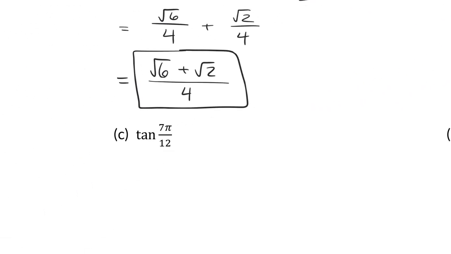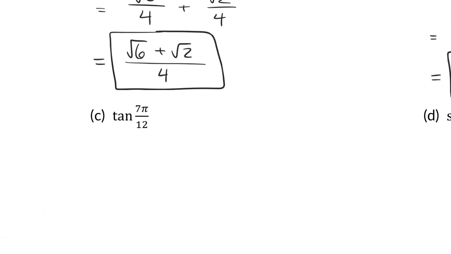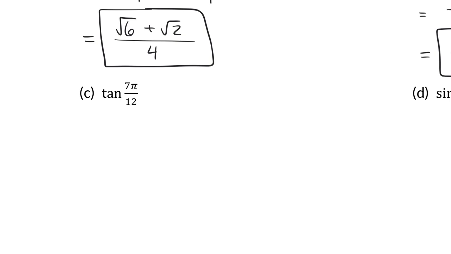Okay. So now we're going to find tangent of 7 pi over 12. What two angles can I use to add or subtract and make 7 pi over 12? Am I adding or subtracting them? Adding. So this is actually like doing the tangent of pi over 4 plus pi over 3. The order in which you write them does not matter for addition, FYI.